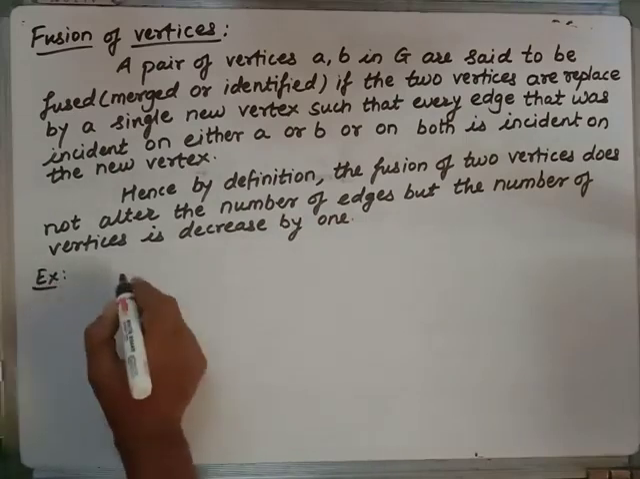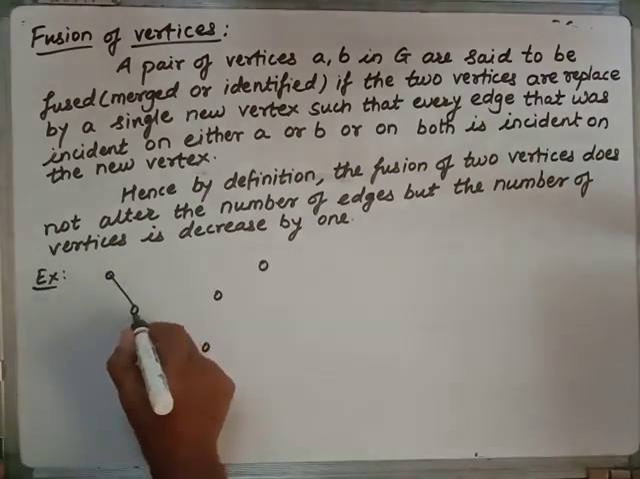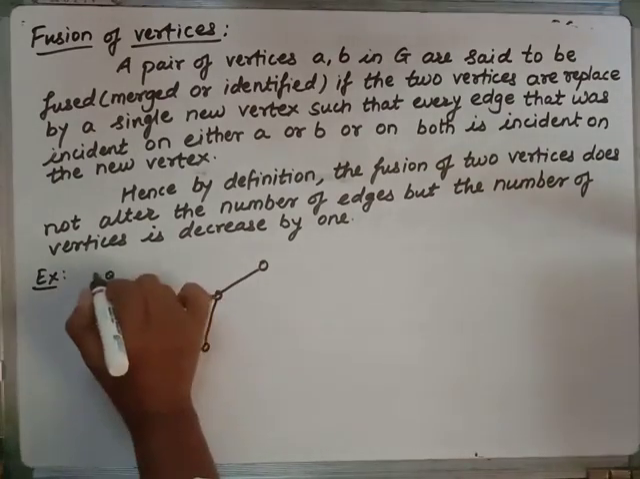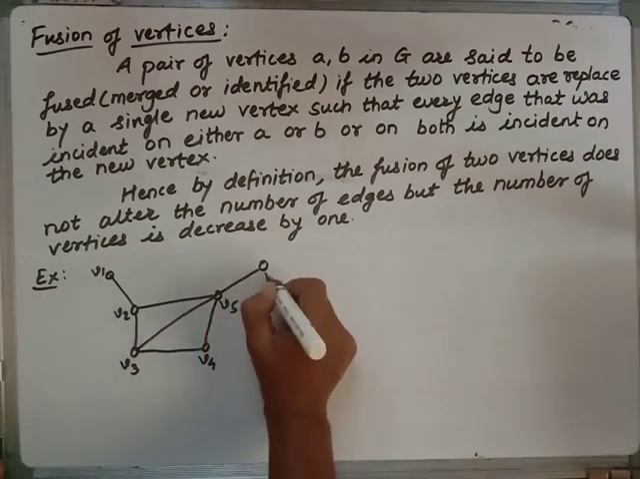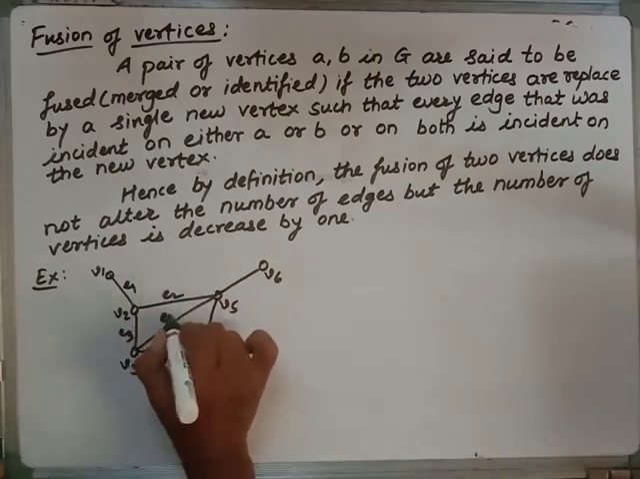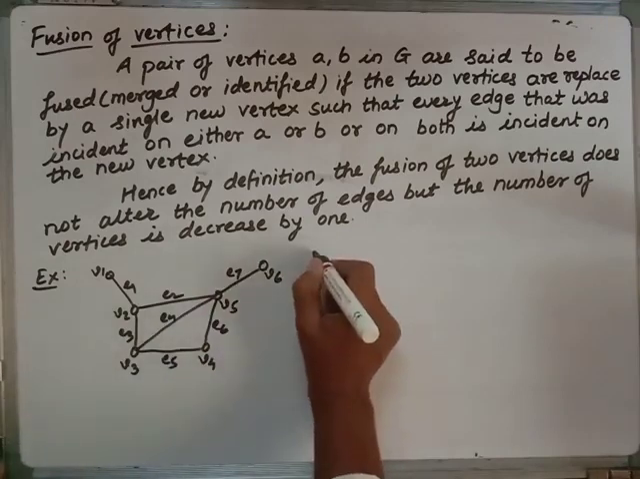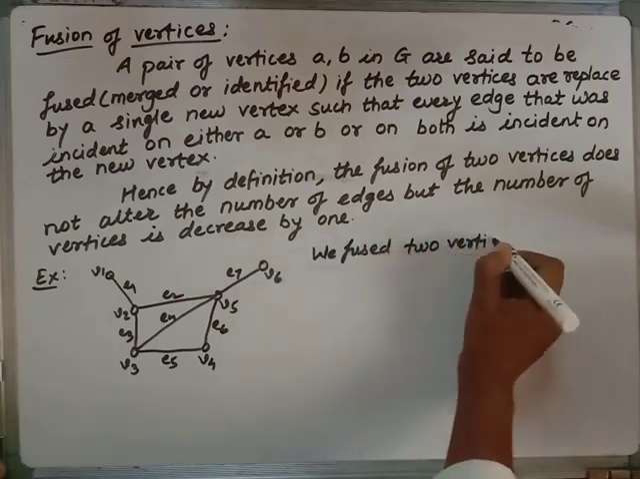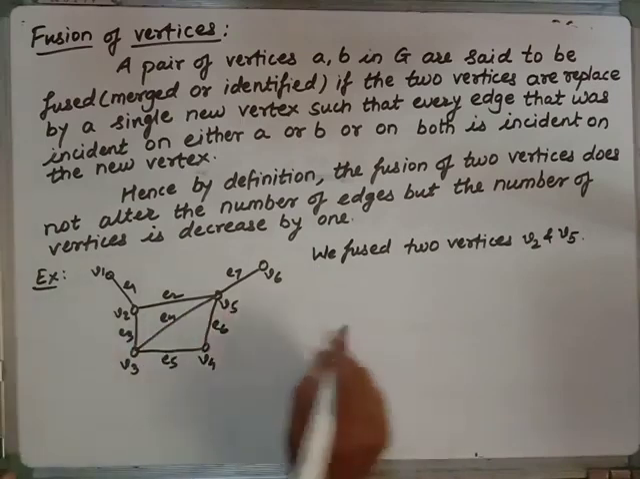Example, let G, this graph, let it be V1, V2, V3, V4, V5 and V6. E1, E2, E3, E4, E5, E6 and E7. Okay. Now suppose we fused two vertices V2 and V5. So I am considering them as 1. So V2 and V5 are 1.